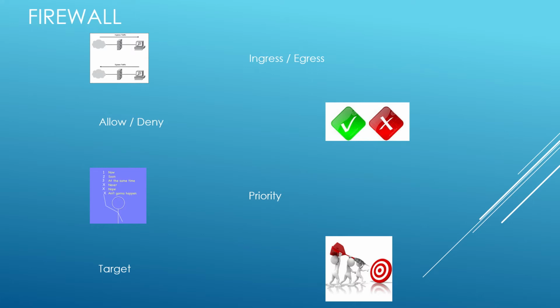Now let's have a look at firewall. Each firewall rule has 4 properties. The first one is ingress or egress. The second one is allow the traffic or deny the traffic. The third one is priority. Number 1 is the highest priority, 65535 is the lowest priority. The last one is target. Based upon the ingress or egress, the target is going to change.